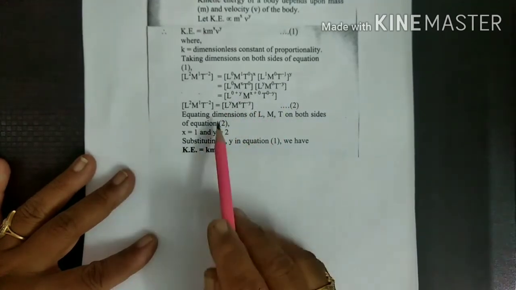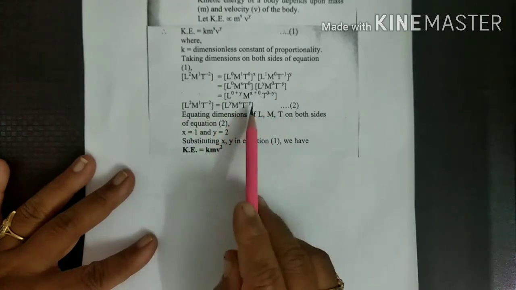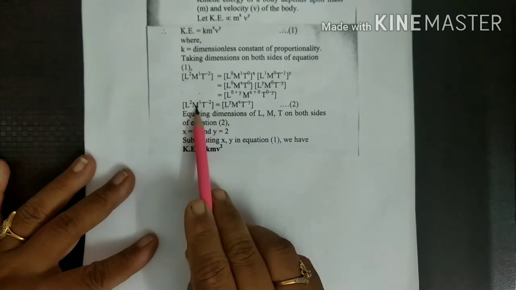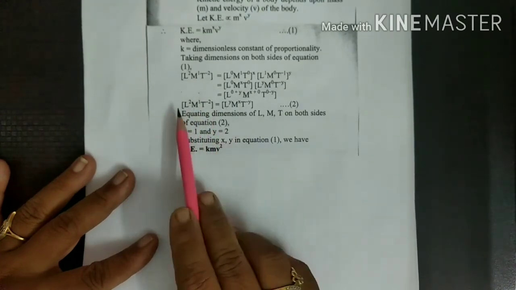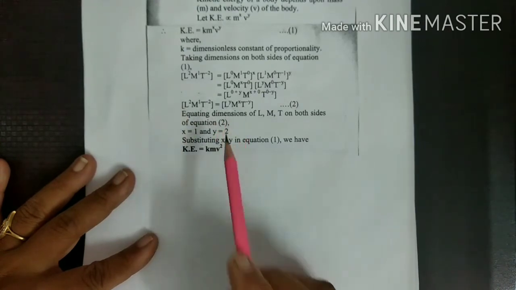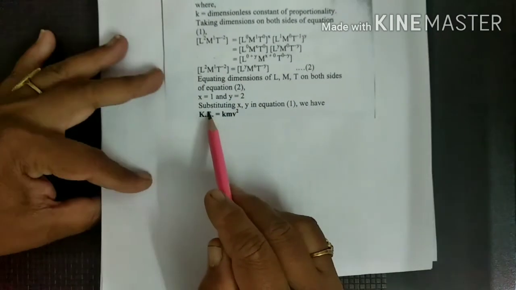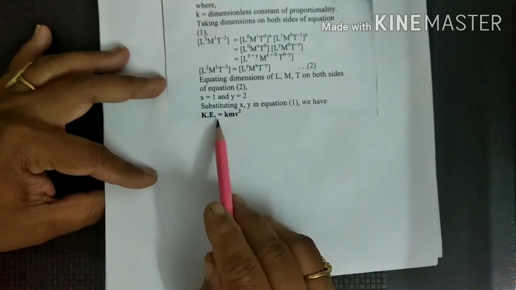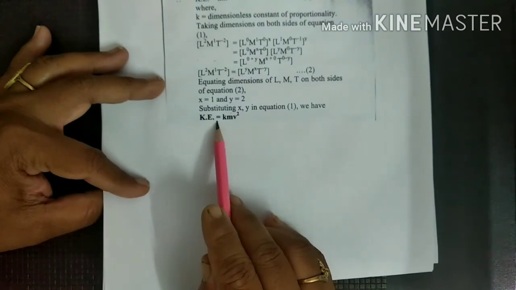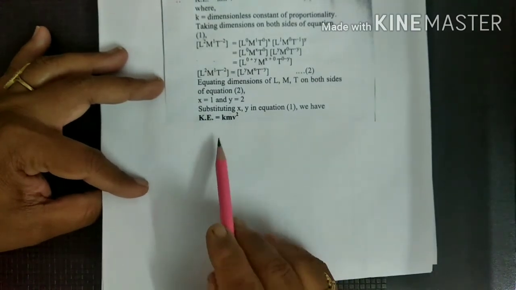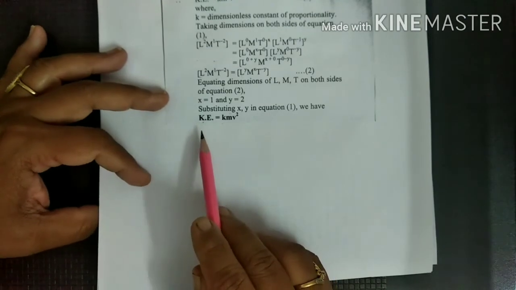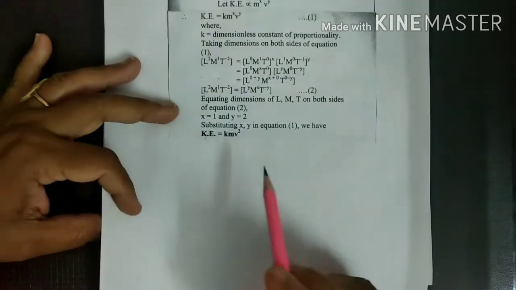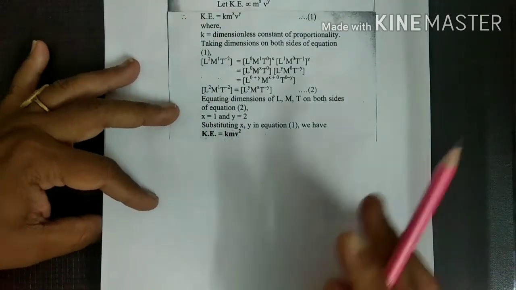Okay, so by comparing these two sides, we find that x is equal to 1, right, y is equal to 2. Okay, substituting x and y in equation number 1, we have kinetic energy K is equal to K into mv square, right. This is the formula. We know that formula already, but here with the help of dimensions we have to solve this equation.